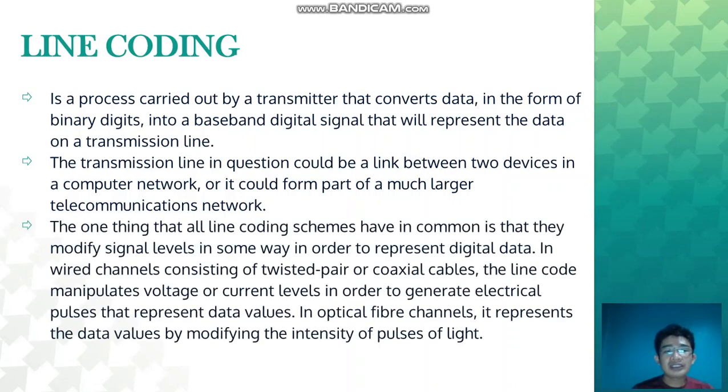The one thing that all line coding schemes have in common is that they modify signal levels in some way in order to represent digital data. In wire channels consisting of twisted pair or coaxial cables, the line code manipulates voltage or current levels in order to generate electrical pulses that represent data values. In optical fiber channels, it represents the data values by modifying the intensity of pulses of light.